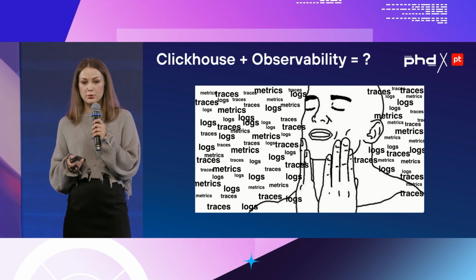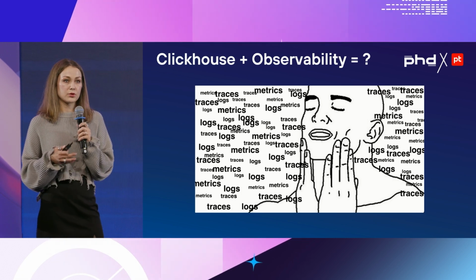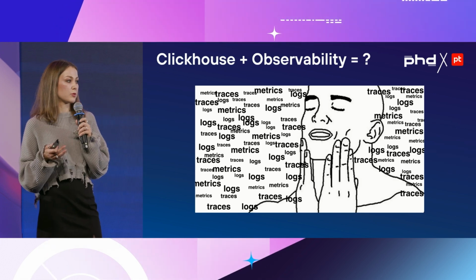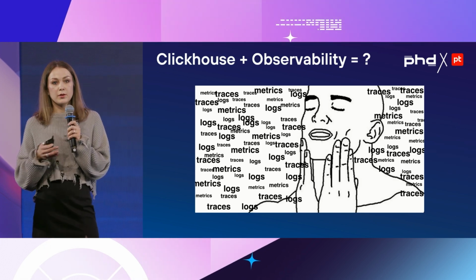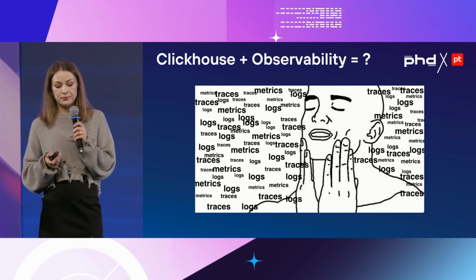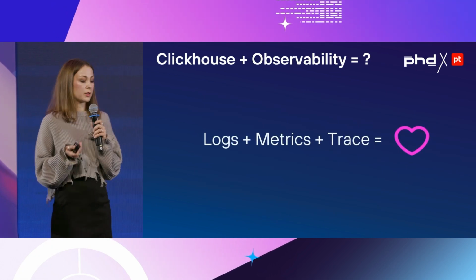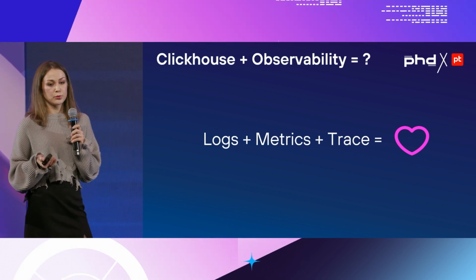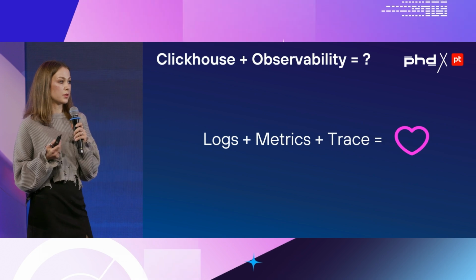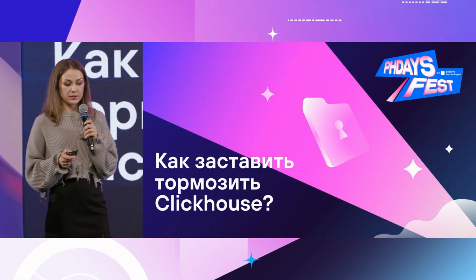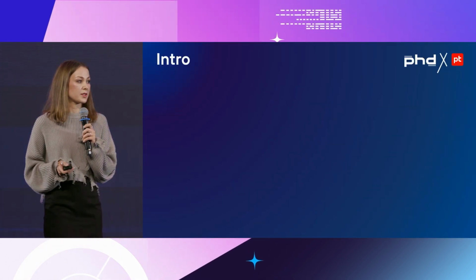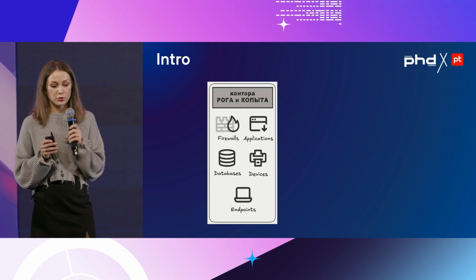There is a lot of data and it is still growing, and this has to do with the fact that the company is growing. We're adding new infrastructure and new apps. Metrics, logs and traces are best when used together, when analyzed together. Now we can move to the main topic. How can you make ClickHouse slow down?